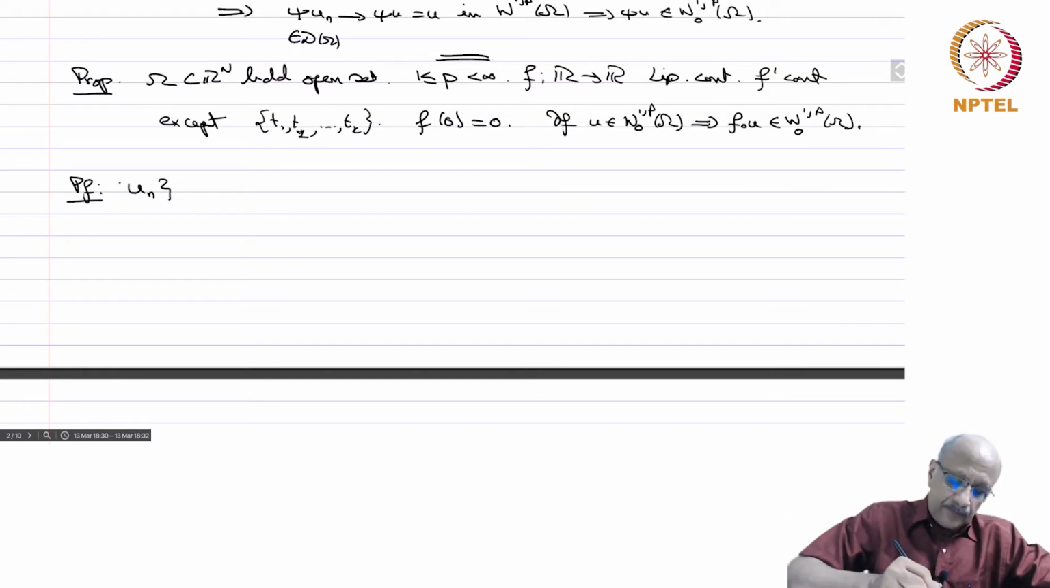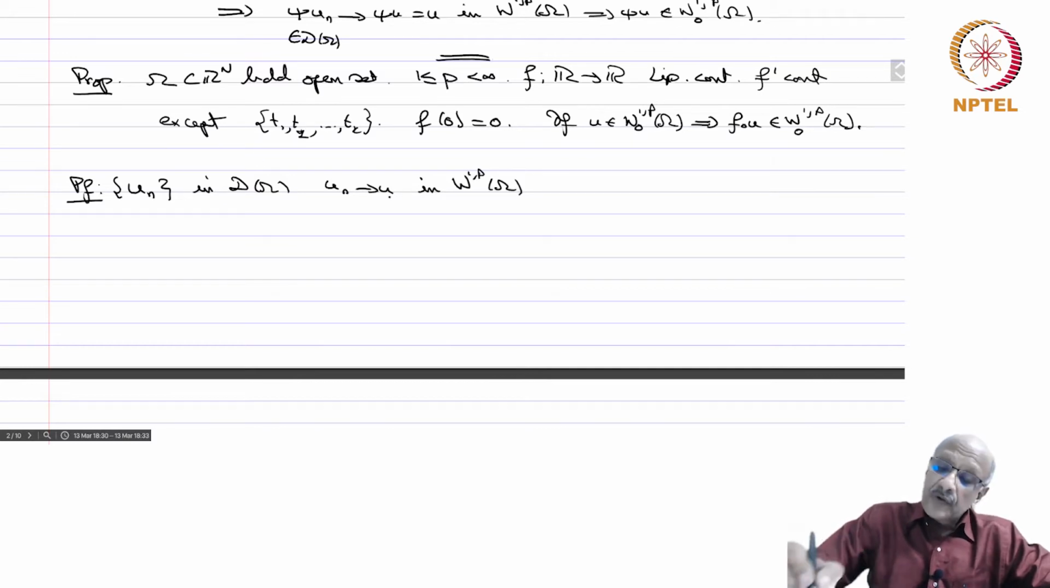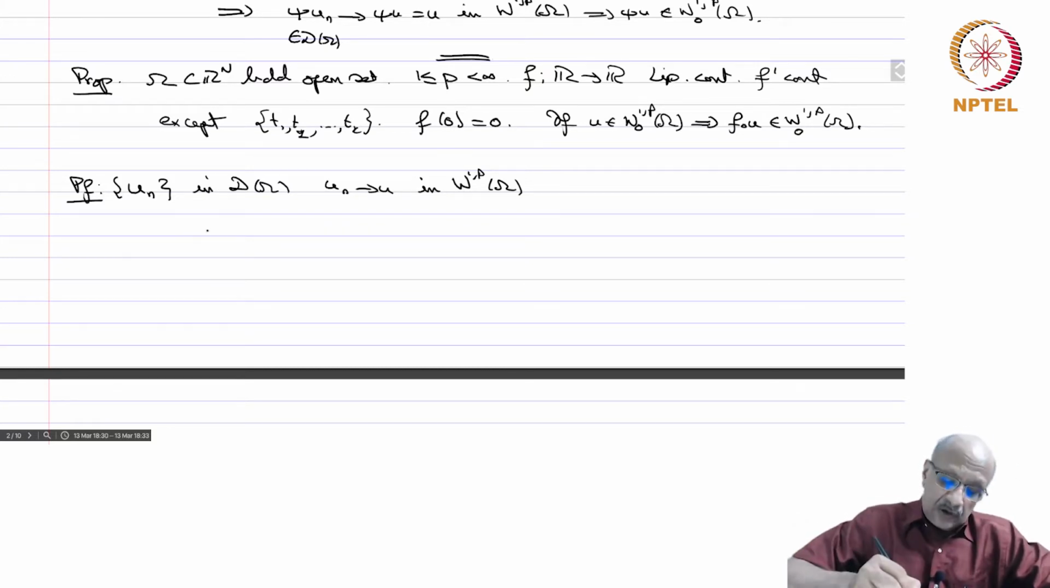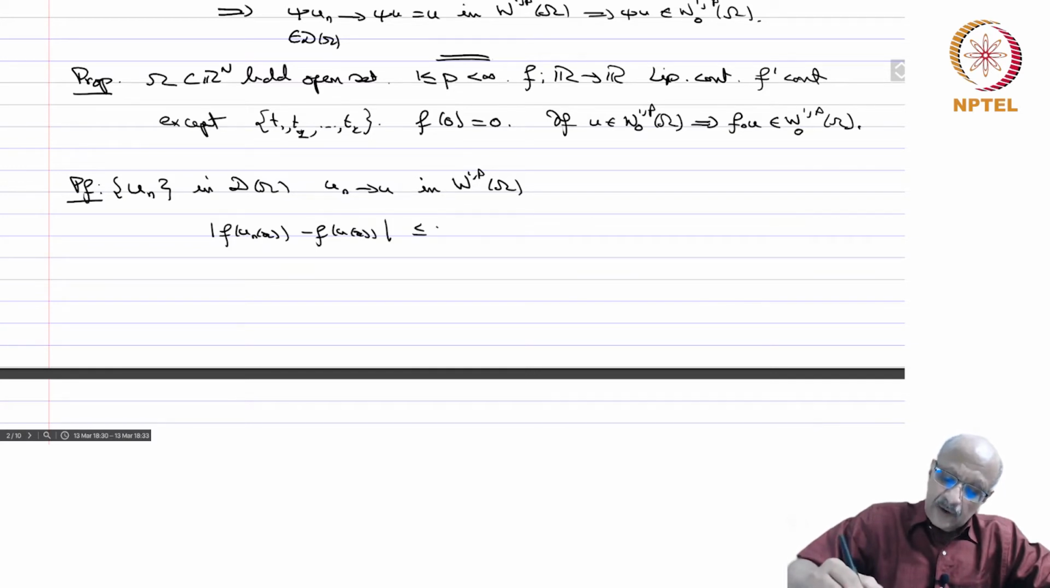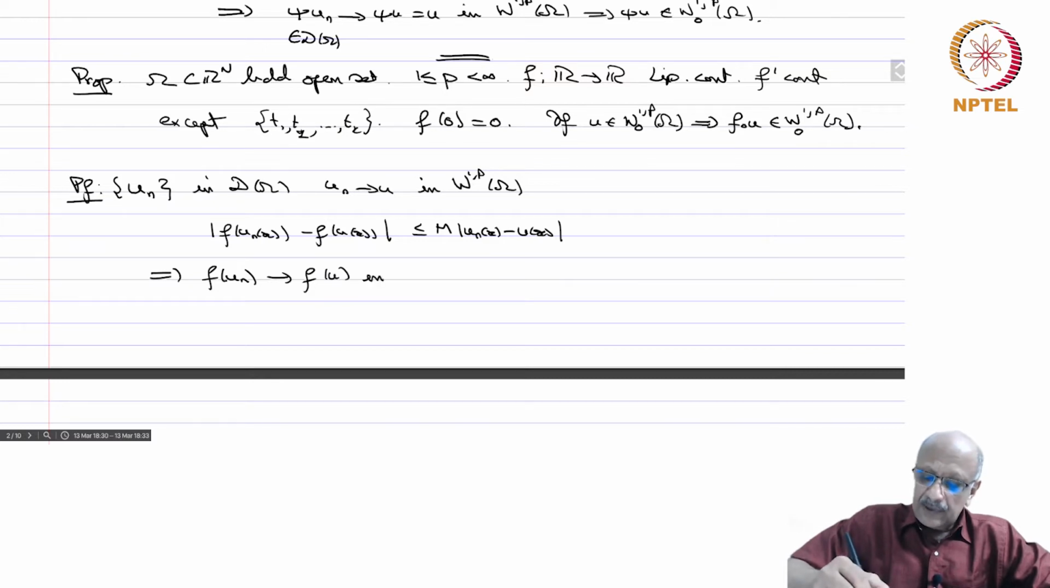So u_n in D(Ω), u_n converges to u in W^{1,p}(Ω), because u is in W^{1,p}_0, so you can always find this. Okay. So now f is Lipschitz continuous, so |f(u_n(x)) - f(u(x))| is less than or equal to M times |u_n(x) - u(x)|, and u_n goes to u in L^p, so you take power p, integrate, you will get that f(u_n) converges to f(u) in L^p(Ω).